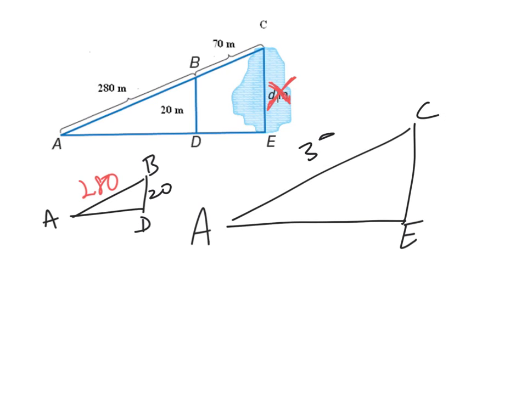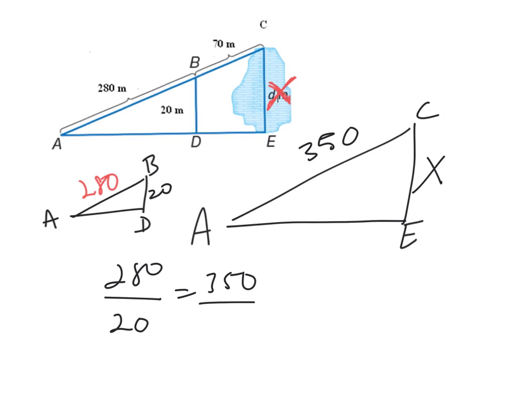And there'll be some like this on my homework tonight. What we're solving for is this one, the CE, the X, the unknown, right? Now that you've redrawn it, it's a little easier, I think. So we know for sure that the 280, right, matches the 350, and the 20 matches the X.